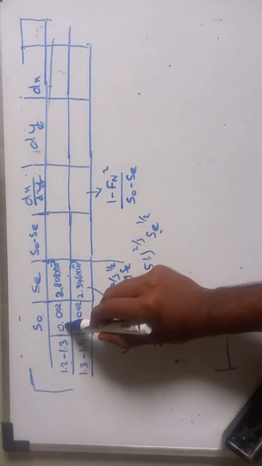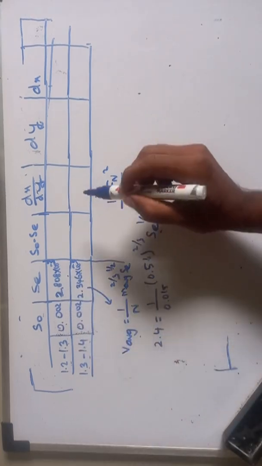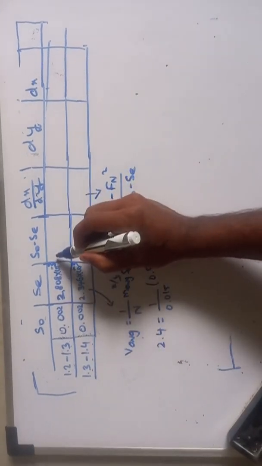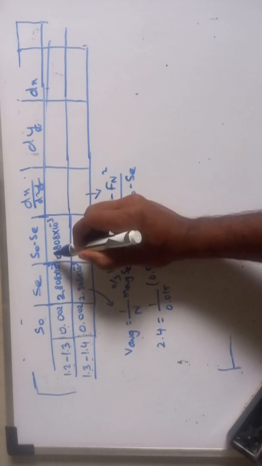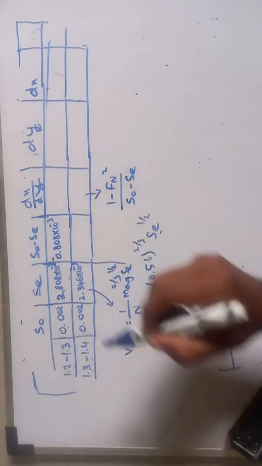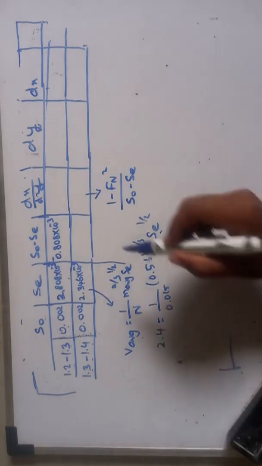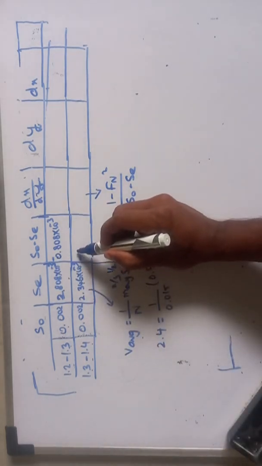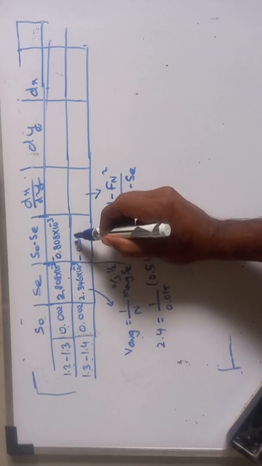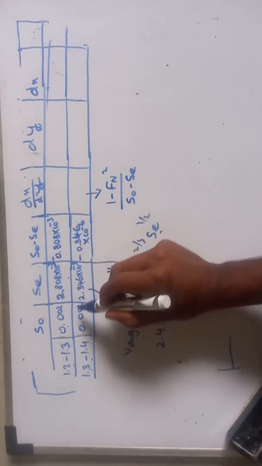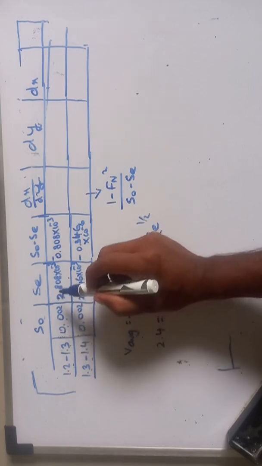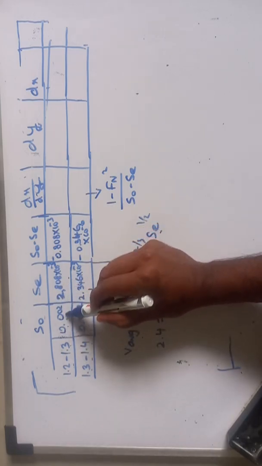Then I have to calculate S0 minus SE. This value will be 0.808 into 10 power minus 3. Here a minus sign will come, we don't bother about that. Like that, here minus 0.346 into 10 power minus 3. Just simply subtracting this value from this.